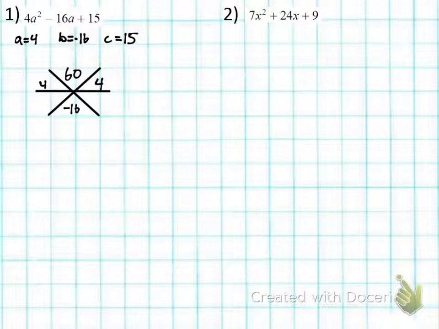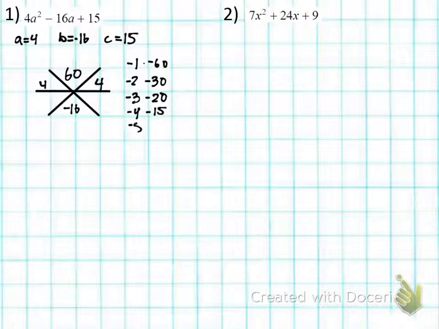So I know I'm dealing with negative numbers, but the answer needs to be positive, so it's going to be a negative times a negative, right? So we need to start with negative 1 times negative 60, negative 2. I'm making a list now. I think that's it, okay?